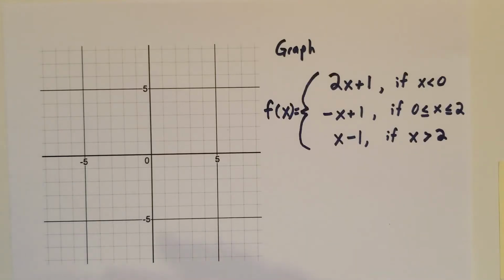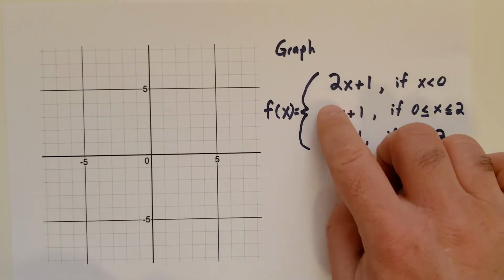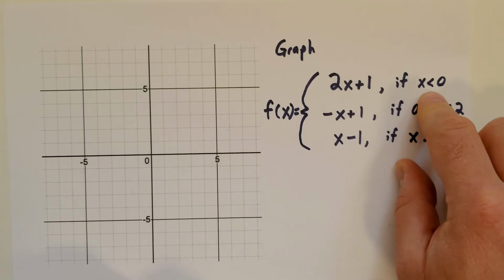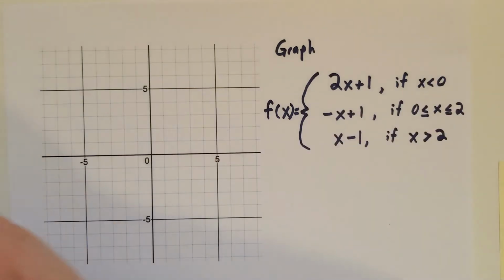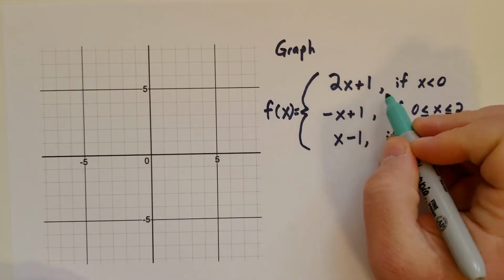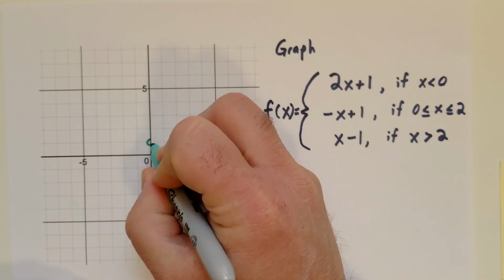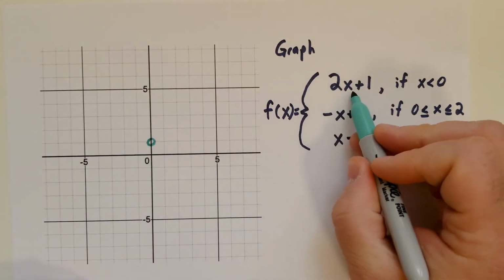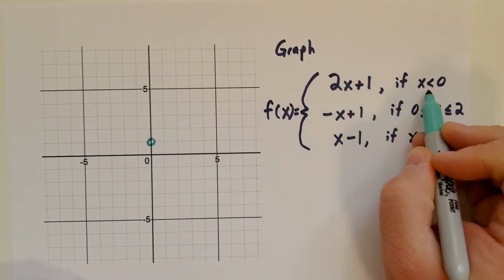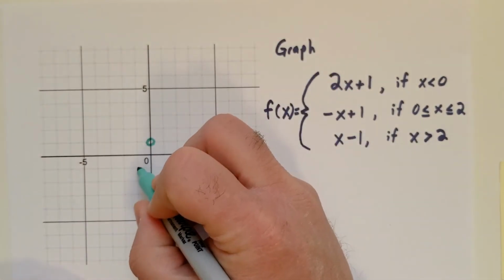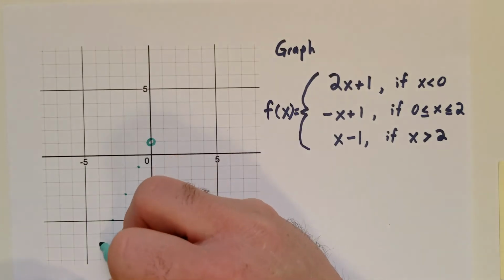If we're looking to graph a piecewise function, we're going to look at each individual equation separately, but just graph it on this domain. So this is going to be for x less than 0. The y-intercept is 1, but it doesn't actually get to be that point, so I'm going to put an open circle there, and the slope is 2. But only because x is less than 0, we're not going to graph the line on the right side. We're only going to graph it on the left side.